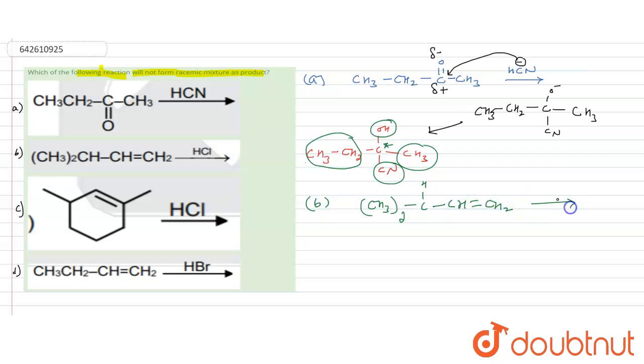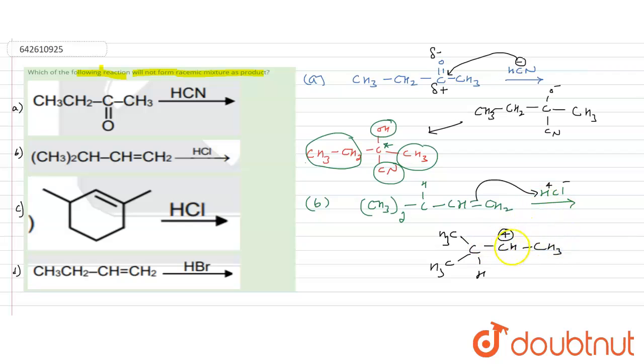If I react it with HCl, you can see this is an alkene, an electron rich species, so it will attack the hydrogen as a positive ion. This is positive and this is negative. Then there is a formation of carbocation. This carbon has two methyl groups and one hydrogen, and there is a formation of a secondary carbocation, and this becomes CH3.